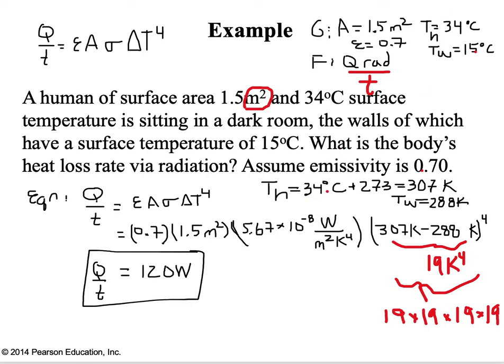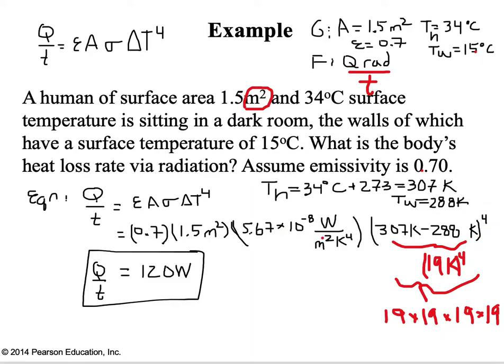So we transfer our degrees Celsius into Kelvin. All we do is take our 34 degrees Celsius, add on 273, and we convert that to 307 Kelvin. Likewise for the wall, we transfer it to 288 Kelvin. Our delta T is only 19 Kelvin, but we have to take the whole thing to the fourth power. So this means we have to multiply 19 by itself four times because it's to the fourth power.